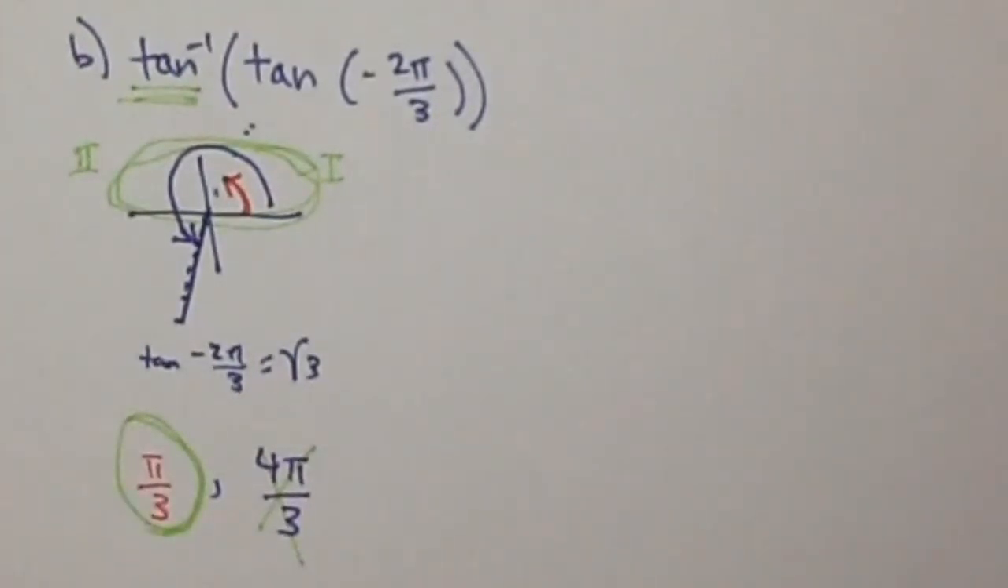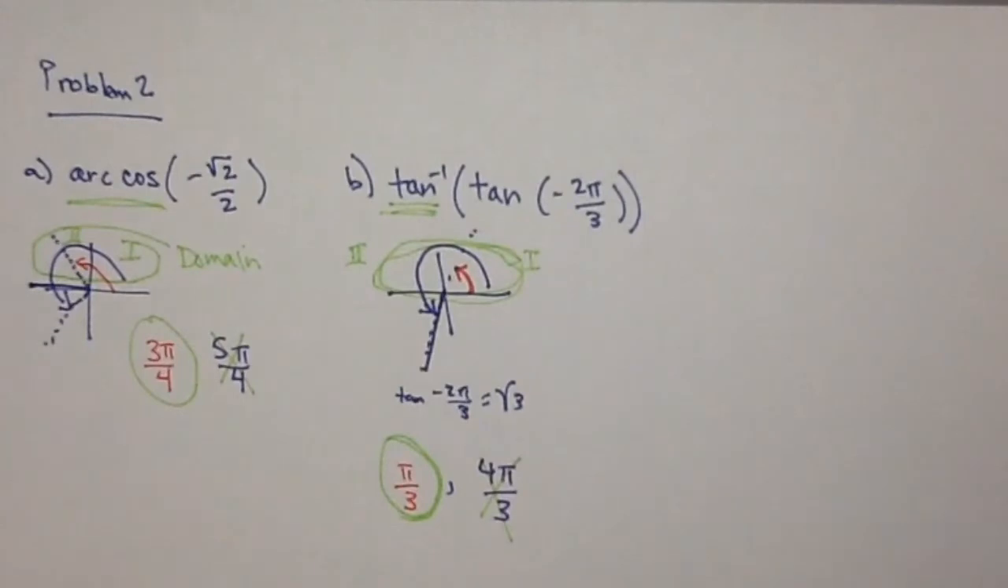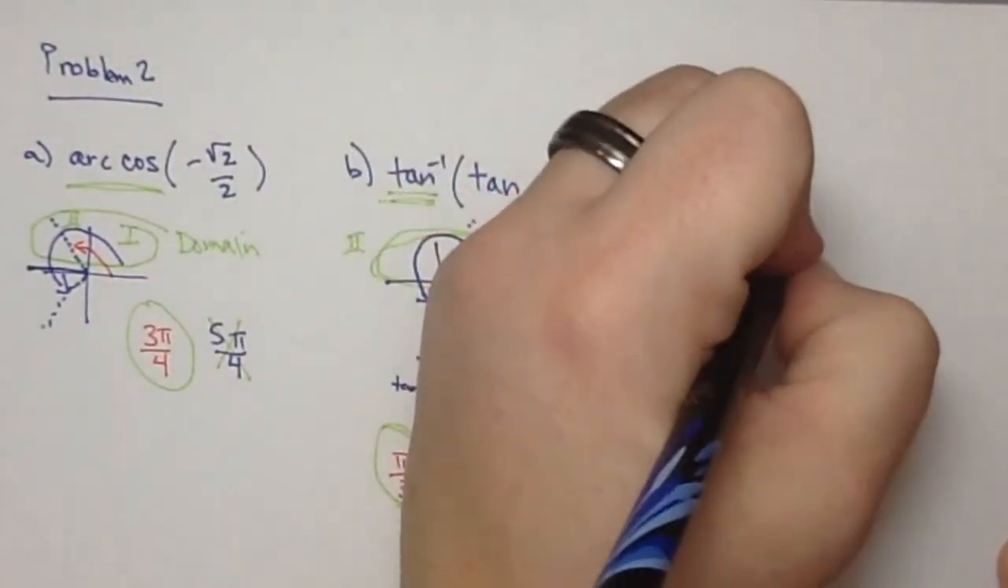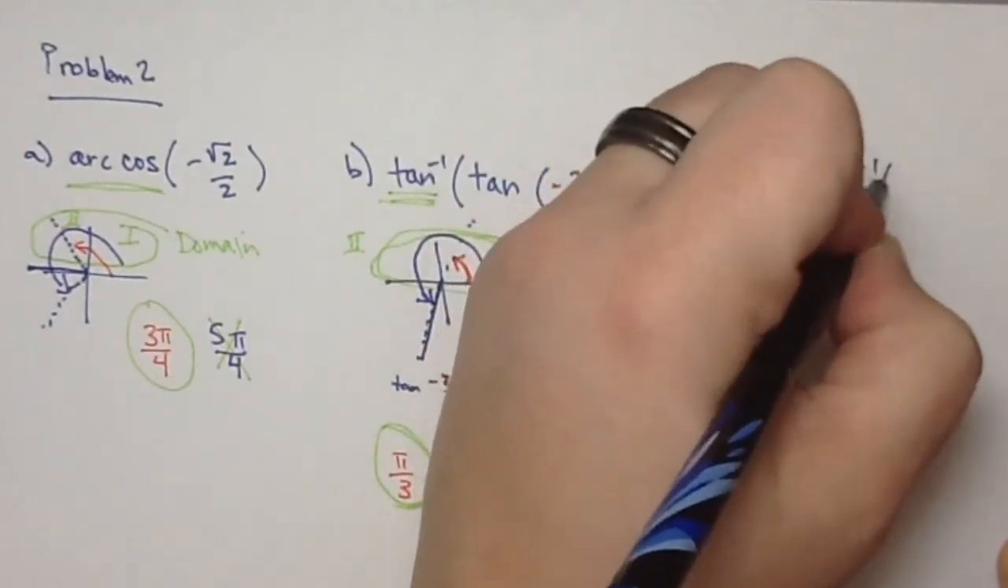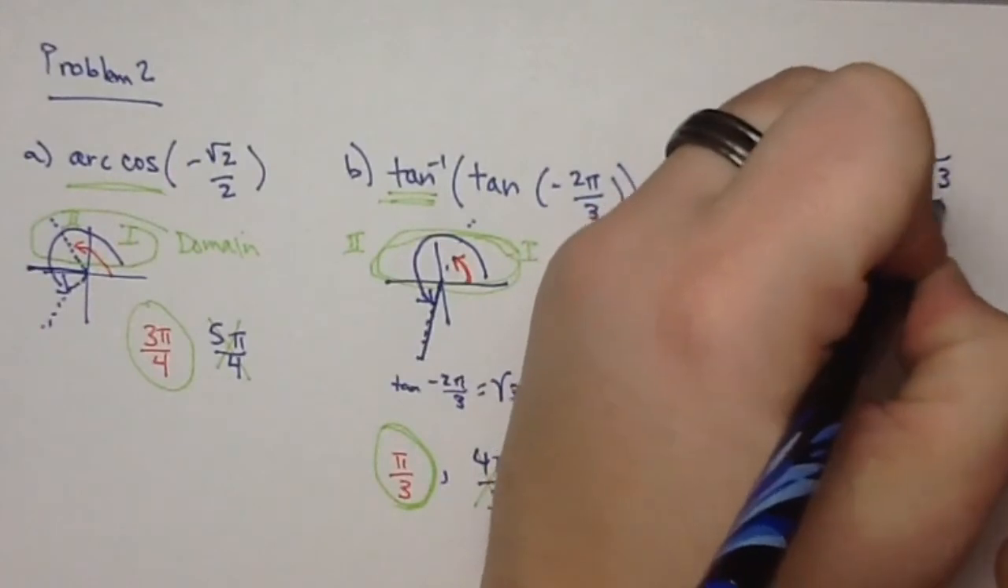So whenever you're doing these arc problems, make sure you consider the domain. That's the key. All right, and lastly, 2c asks us to find the cosine of the angle whose sine is negative square root 3 over 2.